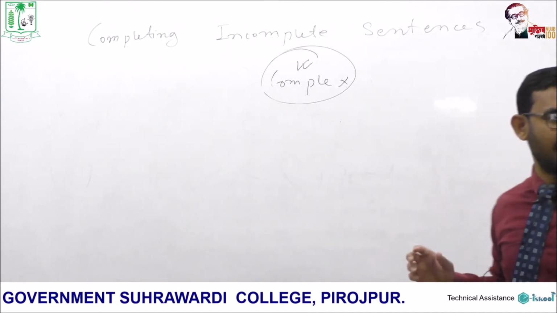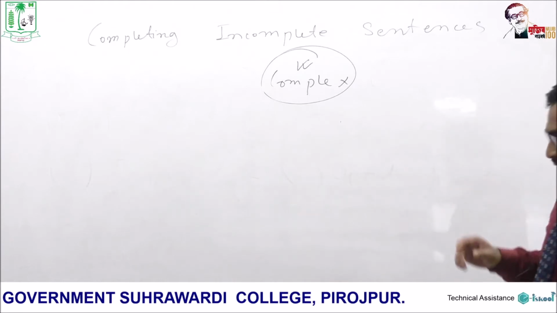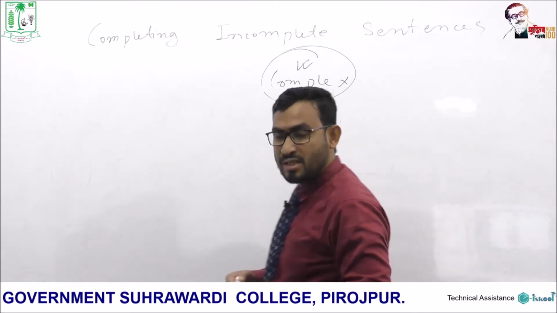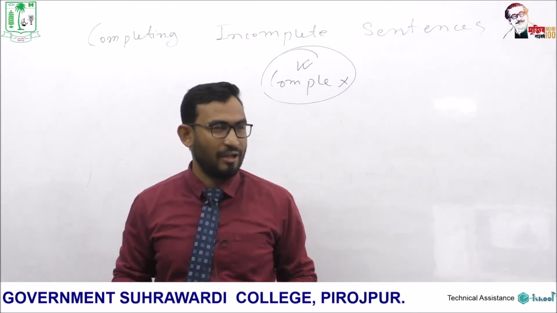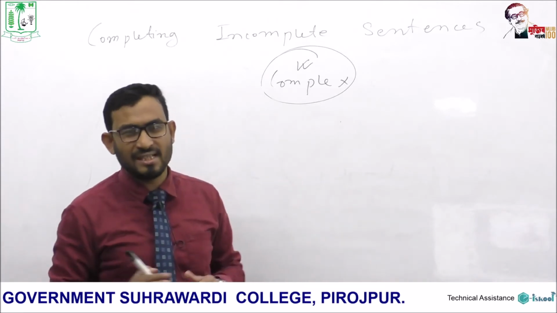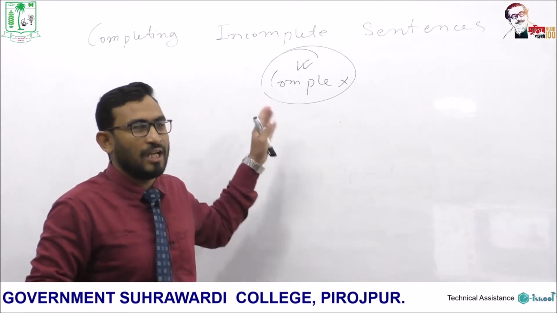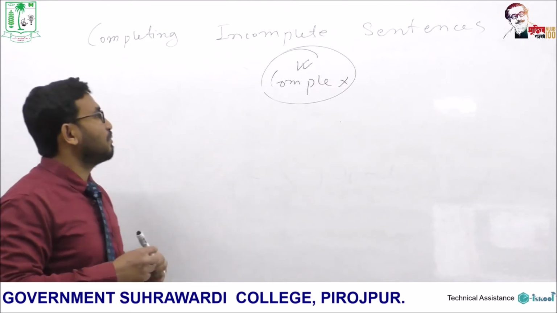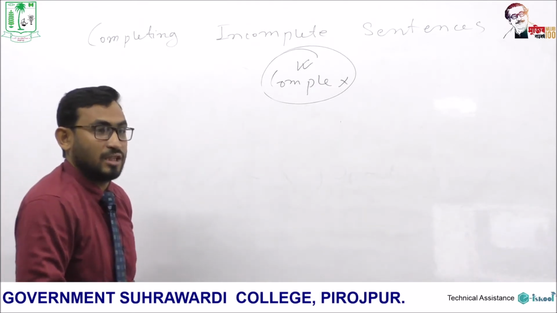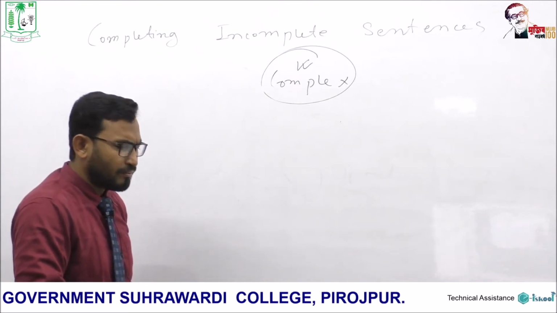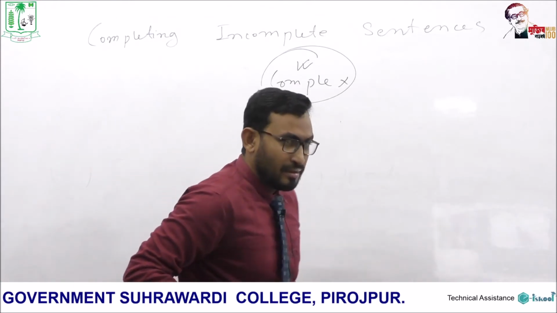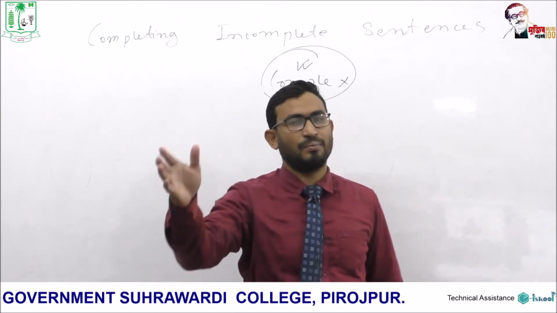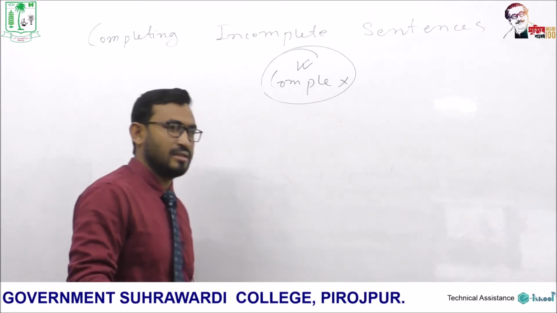If it is a complex sentence, then what are the main features of a complex sentence? Because if you don't know the main features of a complex sentence, you cannot complete it. So what happens in case of a complex sentence structurally? Often in a question, one part is given, the other part should be written by the students.